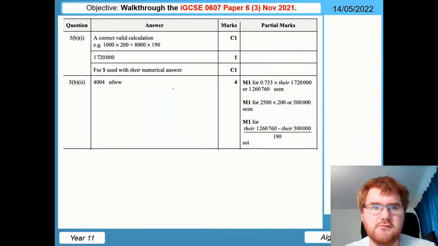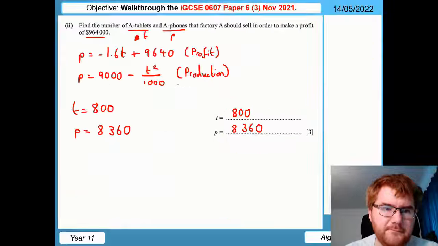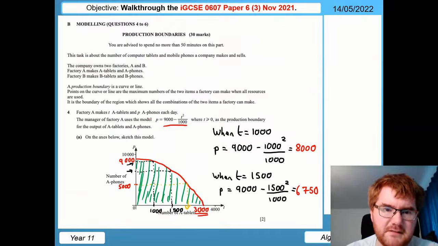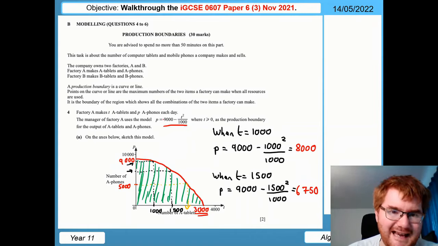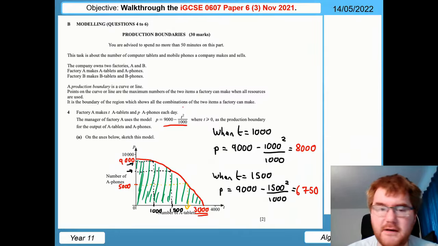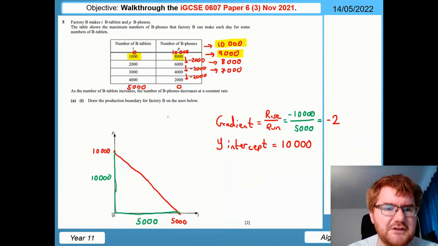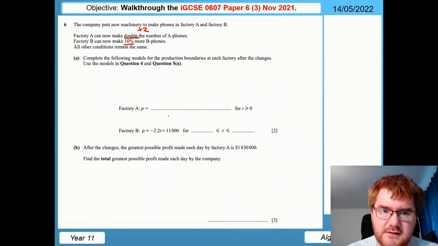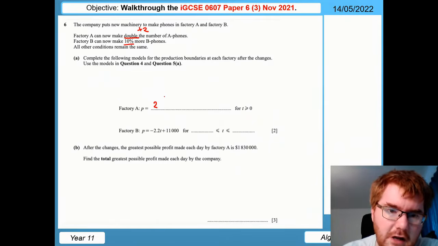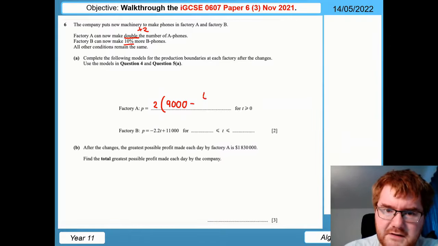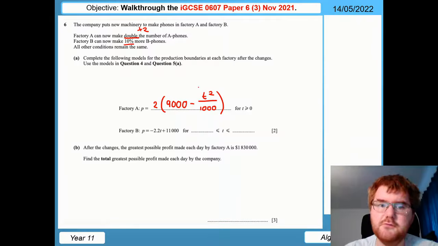So question 4, just go right back. The very first thing that we did. This is the model to represent the number of phones. And they've said that the number of phones doubles. So all we need to do is take this function and then just multiply it by 2, because remember, it's equal to the number of phones. So the first part is actually reasonably straightforward. So for this one, we take 2 lots of the previous model, which is 9,000 minus t squared over 1,000. Okay, so that's all they're asking us to do.